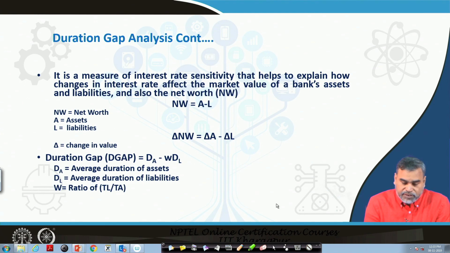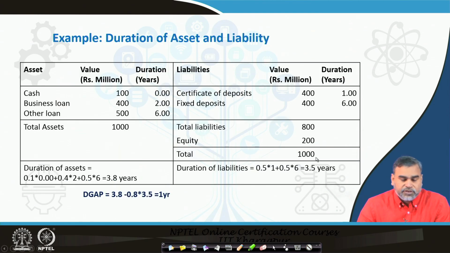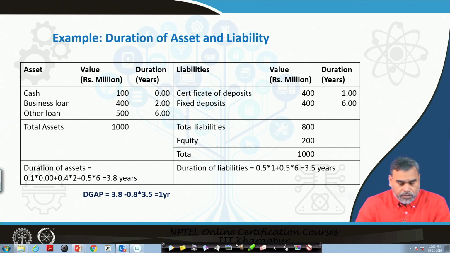Let us see how this works with an example. It is a simplistic example. Let this be the balance sheet of a commercial bank. Although all the items are not considered, you already know that on the asset side we have investments, loans, fixed assets and other things. We have not considered those here. We have taken a very simple example. On the asset side we have considered cash, business loans, and also the other loans. We have taken loans as the major assets of this particular bank.